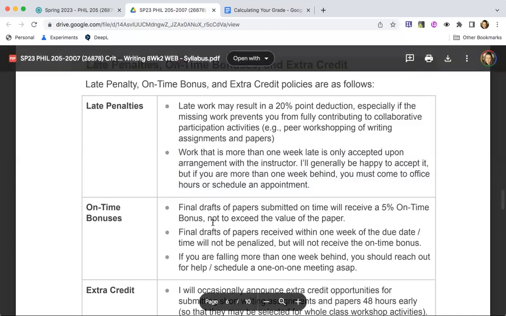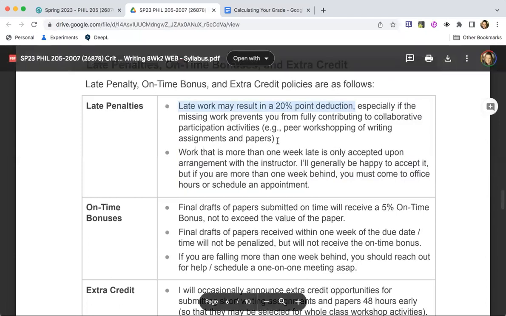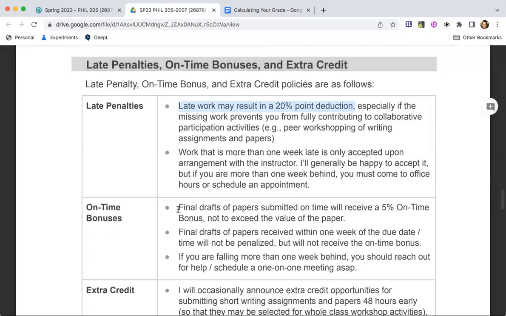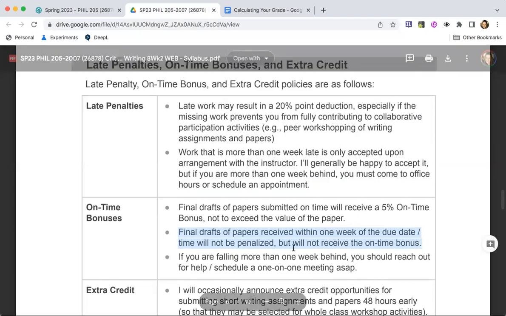Okay, on-time bonuses. So I said before, like, late work will result in a point deduction. If I didn't say it, I meant for the shorter assignments that get workshopped. Papers are a different category. Okay, so here in the on-time bonuses section, final drafts of papers that are submitted on time get a bonus, not to exceed the value of the paper, fine print. Papers that are not on time, that are technically late, but are less than 1 week late, will not be penalized. The paper won't. You'll miss out on an opportunity to workshop the paper, which is a participation activity, but the paper won't be penalized itself for being late.